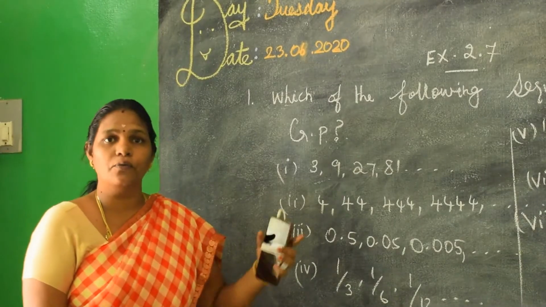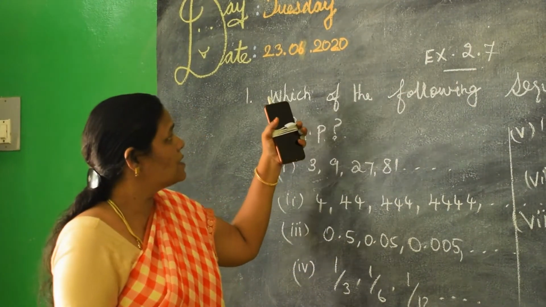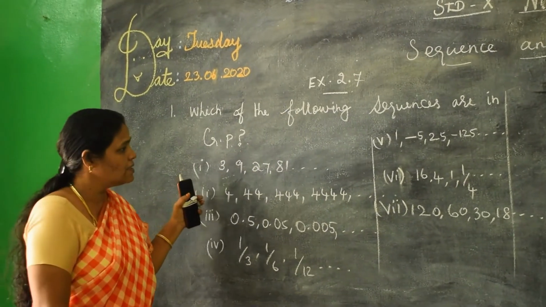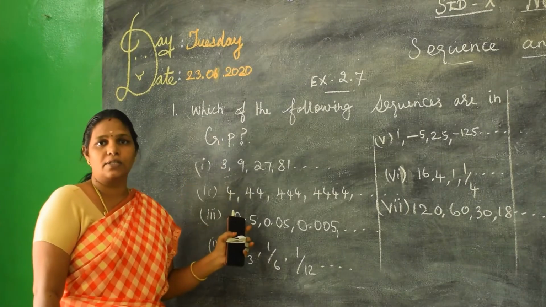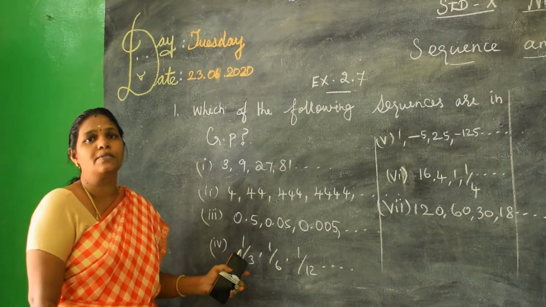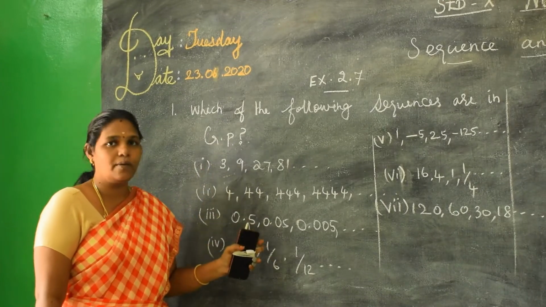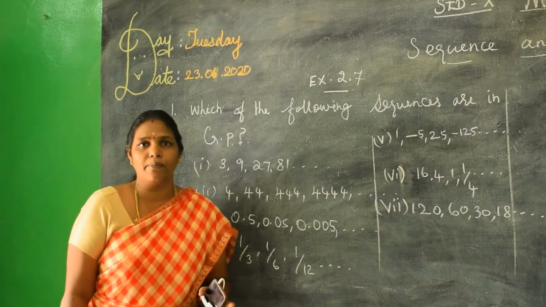Okay, children. Now we are going to see exercise 2.7. First problem: which of the following sequences are in GP? In this one, 7 questions are given. I am going to work out the first 3 problems myself and the remaining 4 problems will be homework.